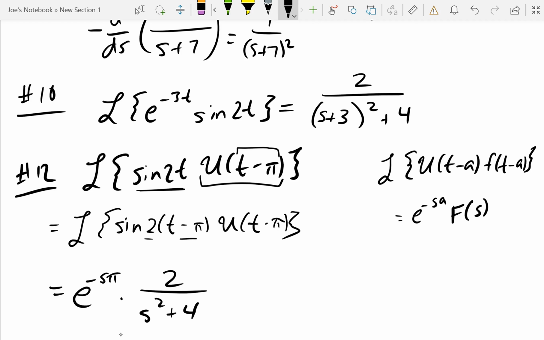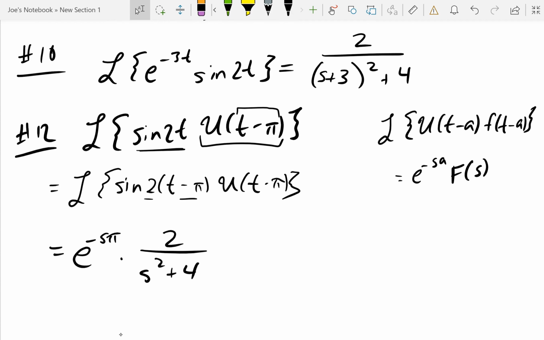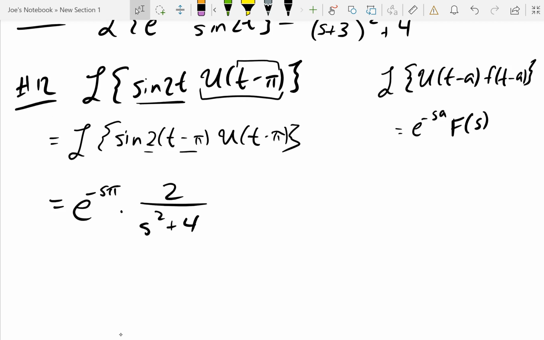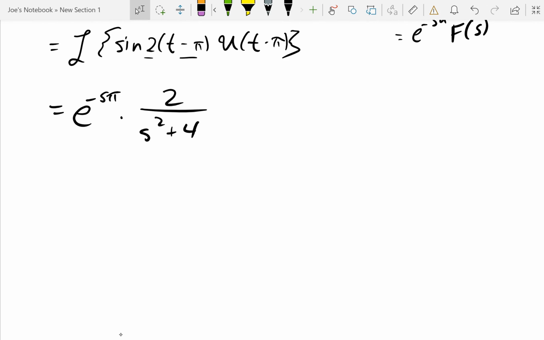Notice there's no shift in the s here. The shift is taken care of by this e to the minus s pi piece. There's where your shift comes in. So those are kind of the big Laplace transforms for shifting things in this case. We should be able to work backwards as well.